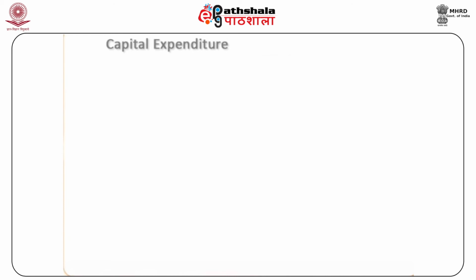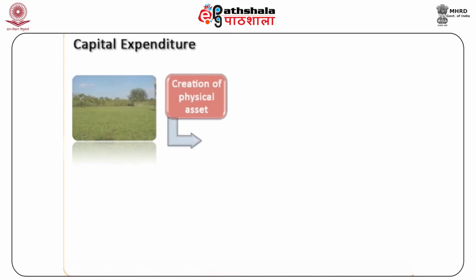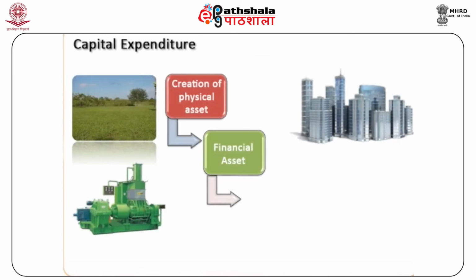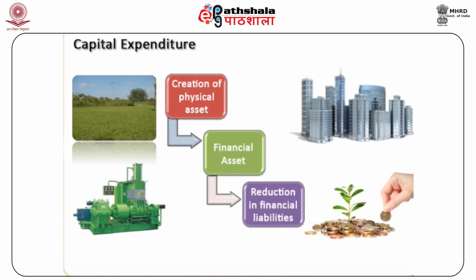Those expenditures of the government which lead to the creation of physical or financial assets or reduction in recurring financial liabilities are called capital expenditures. Such expenditures pertain to acquisition of assets like buildings, machinery, equipment, and investment in shares, loans, and advances given to the state and union territory governments, public sector enterprises, and other parties.